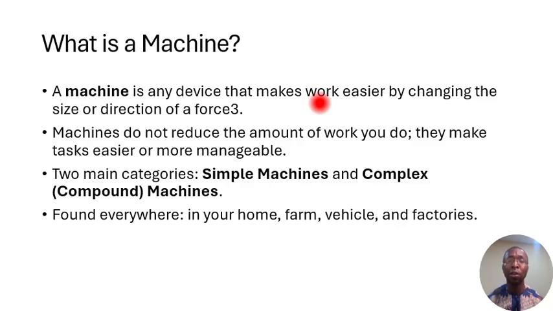And we have two categories of machines. We have the simple machine and we have the complex, or sometimes called compound, machine. And we can find these machines anywhere, in our homes, in our farms, in our vehicles, in factories. These machines are just everywhere.